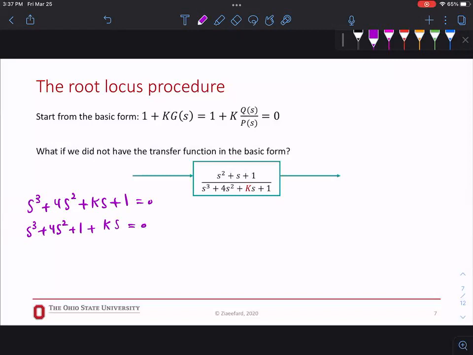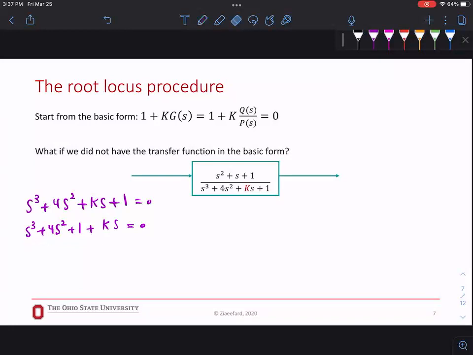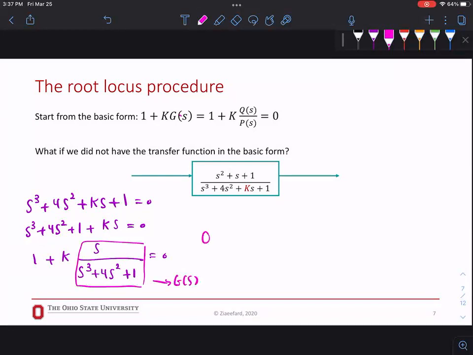Now you can tell what to do, right? To make it 1 plus k times something, I'm going to divide by these non-k terms. So if I divide by this, it would be 1 plus ks over s cubed plus 4s squared plus 1 equal to 0. This is that G of s. Now I know my Q of s is going to be s, my P of s is going to be the other polynomial. I need it to be in this form because I need that P and Q to help us draw our root locus.